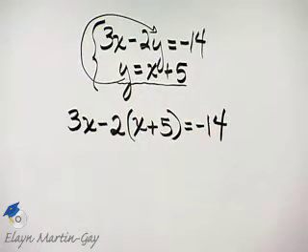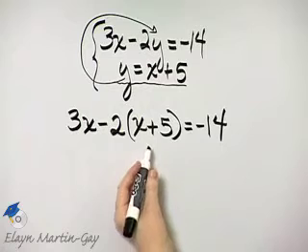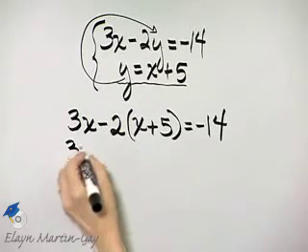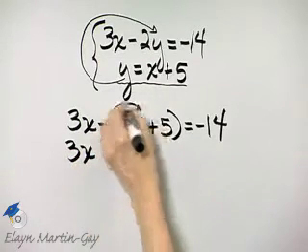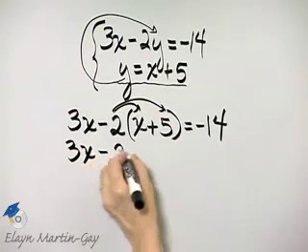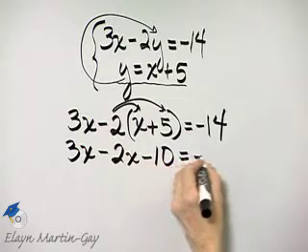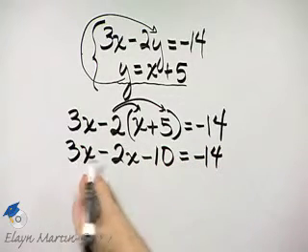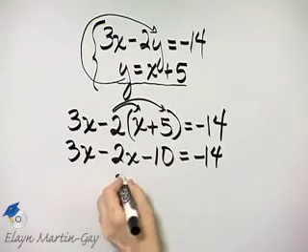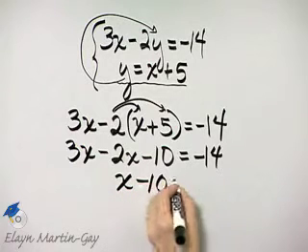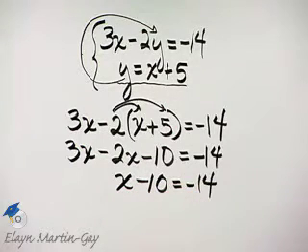Now notice we have an equation in one variable, x. Let's solve this equation for x. So that's 3x. Let's use the distributive property here. That's minus 2x minus 10 is equal to negative 14. 3x minus 2x is x, minus 10 is equal to negative 14.